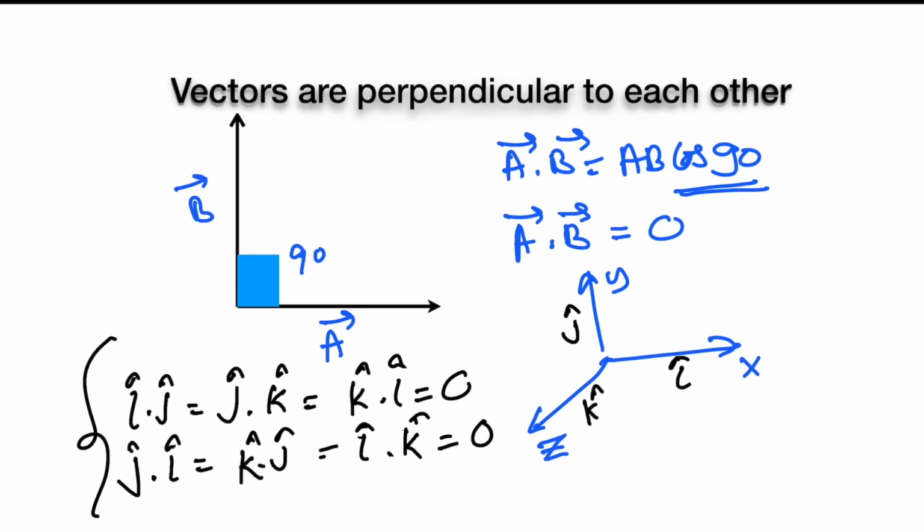So here what we understood is that if we want to know if two vectors are perpendicular to each other, then we can just look for whether their dot product is 0. If it is, then those two vectors will be perpendicular to each other.